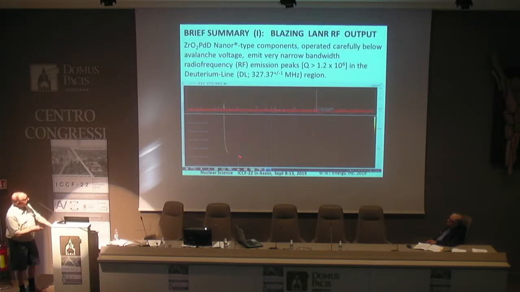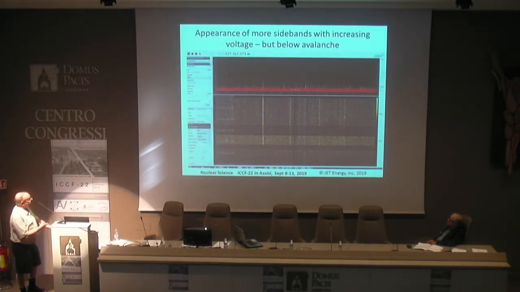And here you see the galactic lines. Time goes in this direction. These are time labels. It's about 15 minutes. And this is an instantaneous output showing the peaks that we see over approximately 30 kilohertz at the 327 megahertz region.